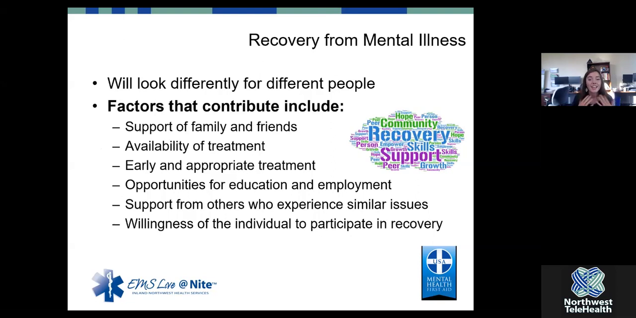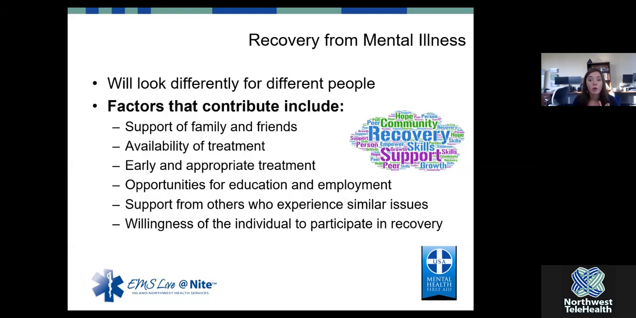And one of the goals of Mental Health First Aid is to encourage this hope for recovery for people. So factors that can contribute to recovery include the support of family and friends. That's really big, the support system. And when we talk about risk factors for mental health disorders or even suicide risk, support from their loved ones, people around them is huge. Availability of treatment for the individual, early and appropriate treatment. So encouraging someone to seek treatment early can be a really big factor in their recovery.